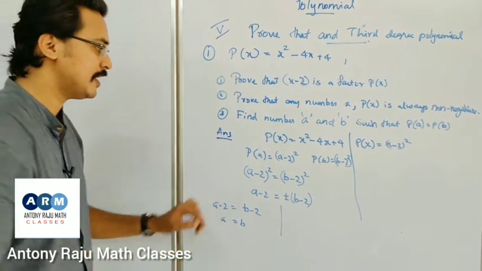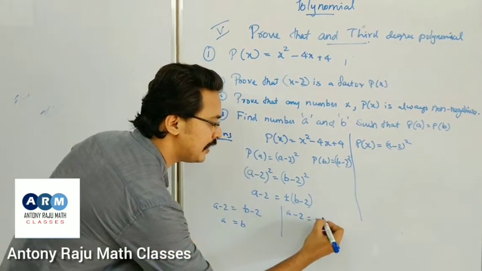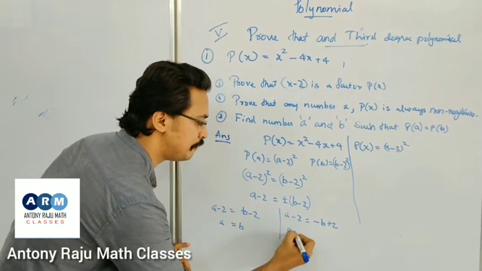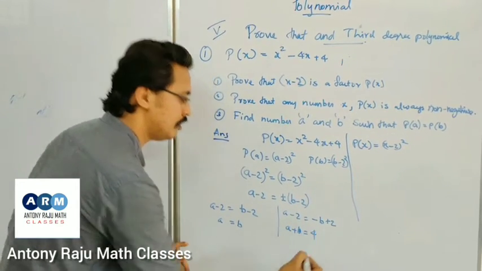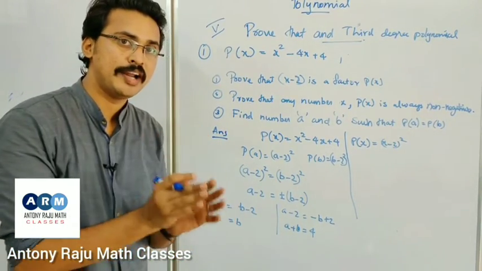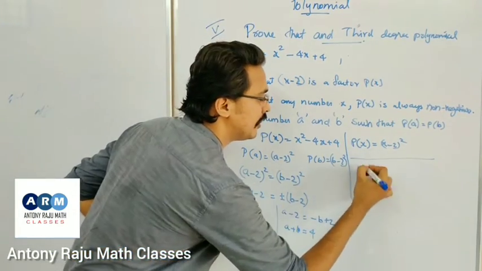First case. Second case, a minus 2 equal to minus b plus 2. Taking the negative to the other side, a plus b equal to 4. Now, we have two conditions. One is a is equal to b or a plus b equal to 4. Okay. So, we can put down the values of a and b.